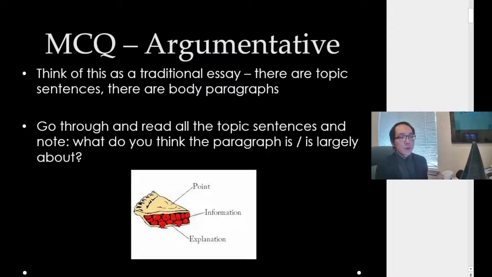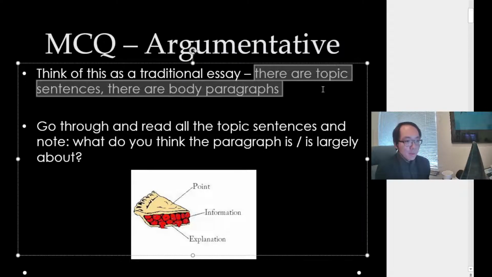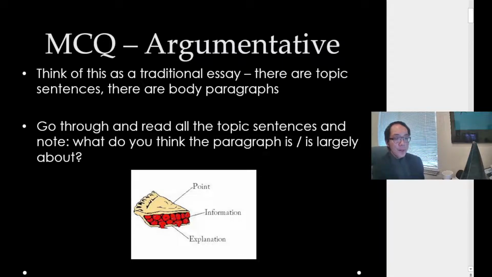So think of it like traditional essays. There are topic sentences, there are body paragraphs, and within them, we talked about this really early in the year, right? They're all basically the same things that we do here. There's going to be a point per paragraph, information within that paragraph, and explanations within those paragraphs there.